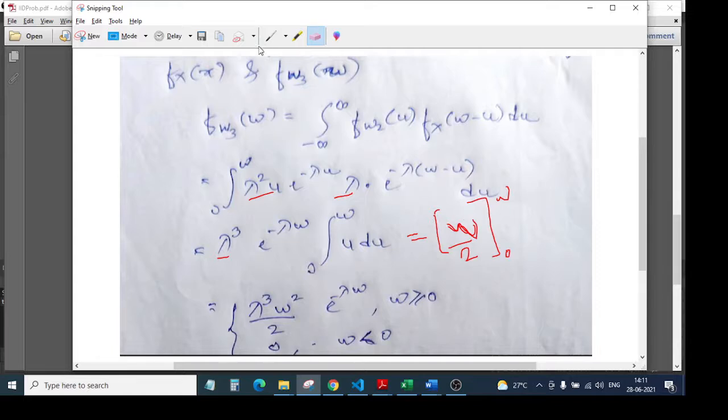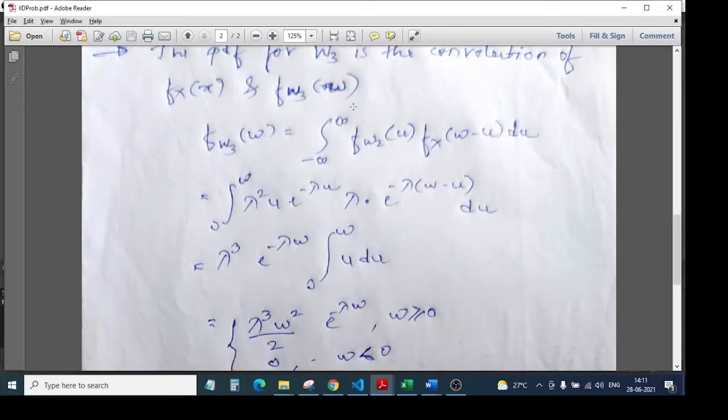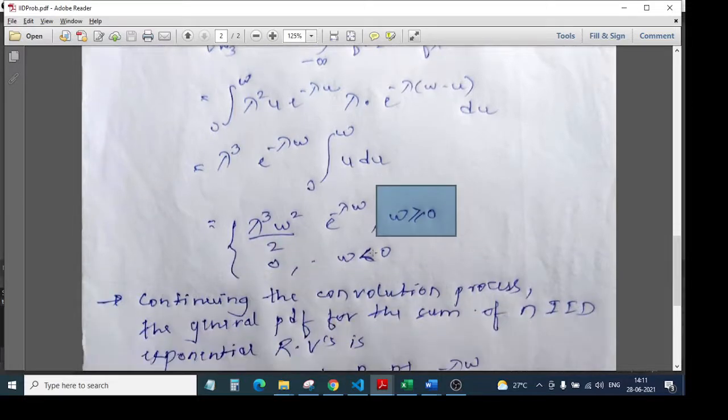That means this becomes your w square. So the same thing has been substituted here. So you can see here w square by 2. Fine. Lambda cube is as it is. E raised to minus lambda w is also as it is. So the final answer you will be getting is e raised to minus lambda w, multiplied by lambda cube into w square divided by 2, where w is greater than 0. For all other values it is 0.